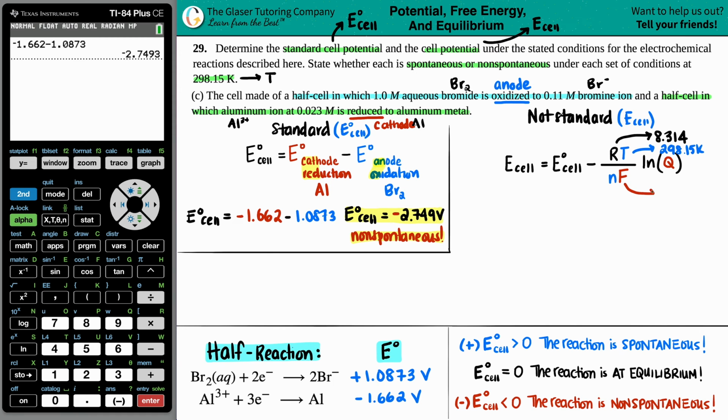Let's go to F. That's Faraday's constant, another constant number, 96,485. If you wanted to know the units there, it's just coulombs per mole. But no biggie, you don't need to know the units. Just know that it's 96,485. And now, before we do the n value, I just want to say that we did find that standard cell potential. It's the negative 2.749 volts.